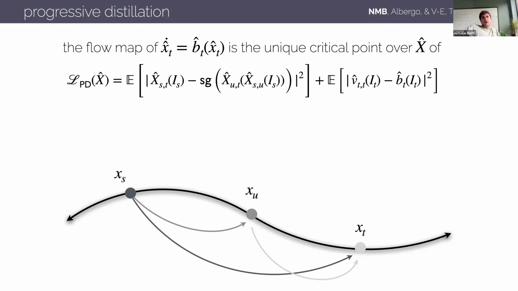The first one is kind of like a flow matching term on the diagonal, and it says that my student, v hat tt, should match the pre-trained teacher. Okay, so this is basically distillation.